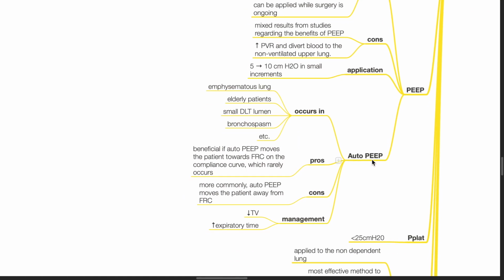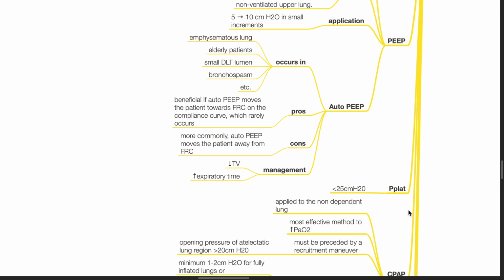Auto-PEEP occurs in emphysematous lung, elderly patients, small DLT lumen, bronchospasm, etc. Pros: beneficial if auto-PEEP moves the patient towards FRC on the compliance curve, which rarely occurs. It is more common to have auto-PEEP move the patient away from FRC. Management of auto-PEEP: decrease tidal volume and increase expiratory time. P plateau should be less than 25 cm H2O.